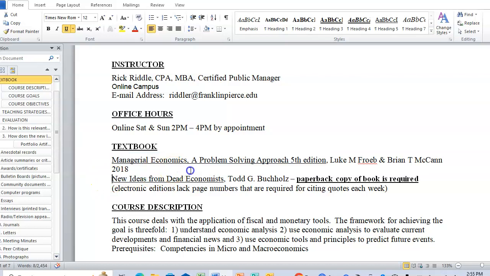The second textbook, New Ideas from Dead Economists by Buckles, is a reading textbook, and you will be required to quote and have page numbers for all the quotations that you use. They must come from the paperback version of the book. If you have an ebook only, you will lose points each week because you cannot cite the correct page numbers, because the page numbers do vary. I require the paperback book. It's fairly inexpensive, like $10 or $15, so it's not an expensive book to buy.